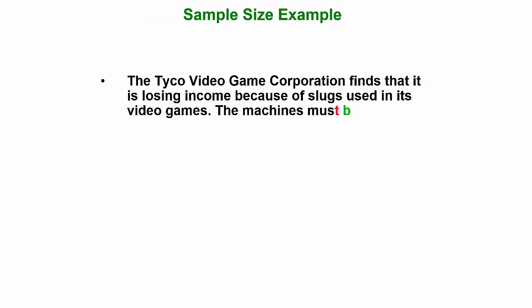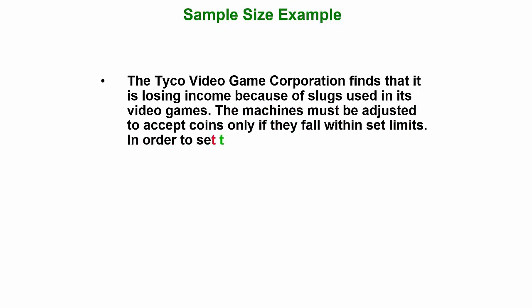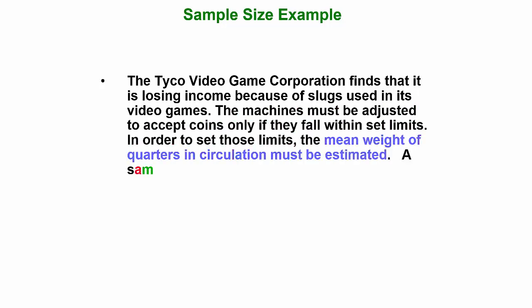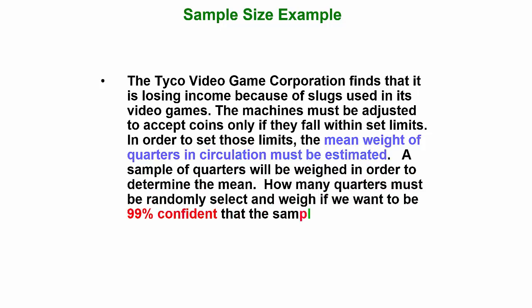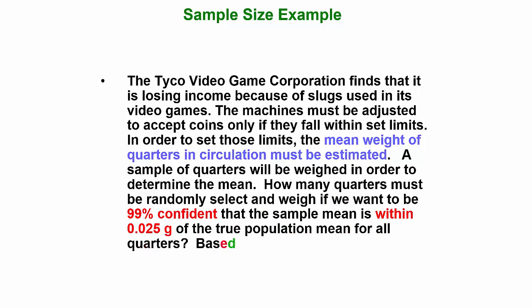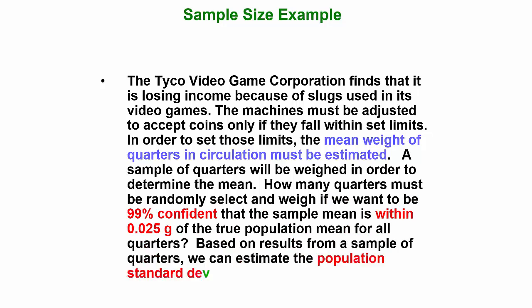The Tyco Video Game Corporation finds that it is losing income because of slugs used in its video games. The machines must be adjusted to accept coins only if they fall within set limits. In order to set those limits, the mean weight of quarters in circulation must be estimated. A sample of quarters will be weighed in order to determine the mean. So how many quarters must be randomly selected and weighed if we want to be 99% confident that the sample mean is within 0.025 grams of the true population mean for all quarters?